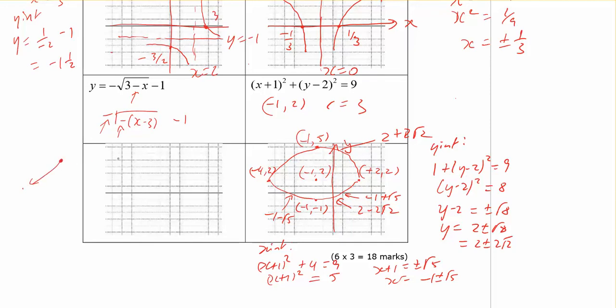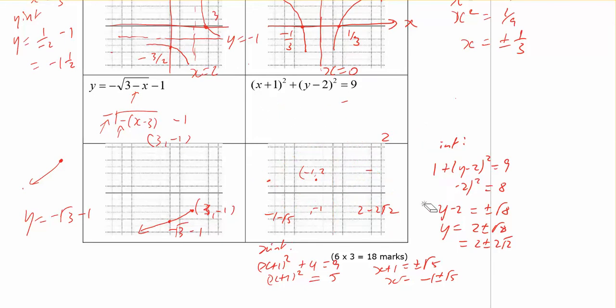That's the shape. We've got the starting point at 3, negative 1. So 3, negative 1, somewhere here. And I know the shape's going to be like this. Okay. I just need to find the y-intercept. So y-intercept, x equals 0, so negative root 3 minus 1. And this makes sense because negative root 3 is around negative 1.7, negative 1.7 minus 1 is negative 2.7, which is below here. So it's right. Negative root 3, negative 1. We're done.